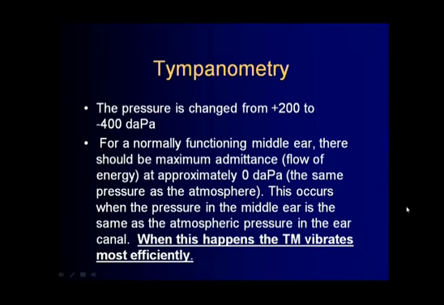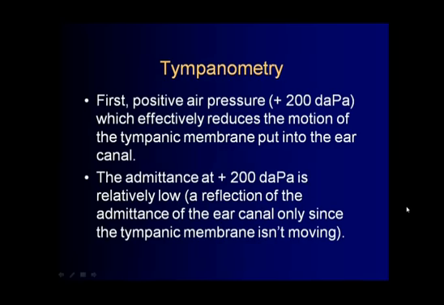Let me back up a little bit. The pressure goes to 200 decapascals. We're forcing all this air in the canal. When we do that, the sound from the probe tone bounces off this very stiff tympanic membrane. When the microphone measures the sound pressure level, we find that the 85 dB probe tone will actually increase in level. When we see an increase in level of the probe tone, we infer that we have a decreased flow of energy going into the middle ear.